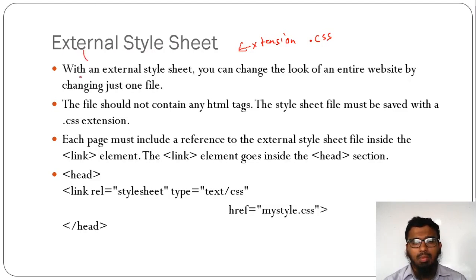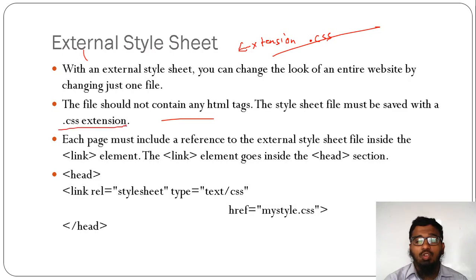Okay, with an external style sheet you can change the look of the entire website by changing just one file. If you upload one .css file and give the link, then the whole page will be changed. The file should not contain any HTML tag. The style sheet file must be saved with the CSS extension, as I told you just now. Each page must include a reference to the external style sheet file inside the link element. The link element goes inside the head section.